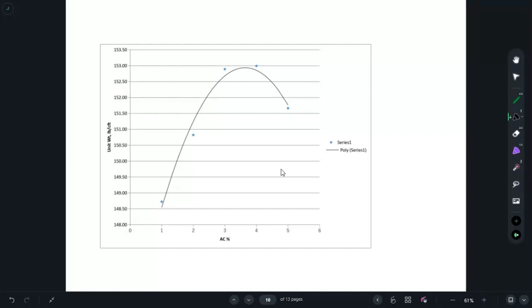Now unit weight. Let's find that out. Unit weight for 4.65 percentage. It should be somewhere over there, and maybe the value is 152.5. It should be around 152 point, let's say 152.3, maybe 3. So now we'll compare these values with the standard values.